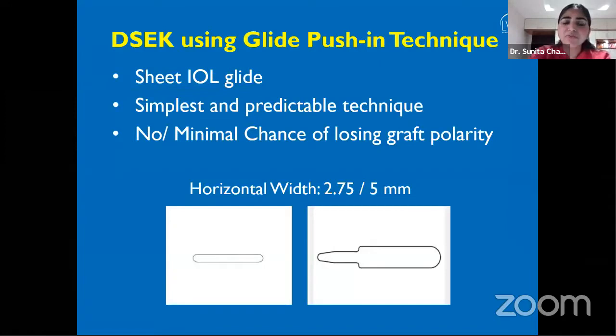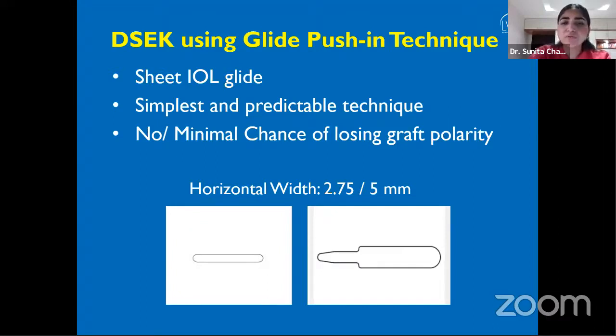DSEK using the simplified technique, what I'm going to describe is about the pushing technique using the sheath glide, which is the commonest one which I have been using. And I think it's one of the simplest ones because it's quite predictable. There is minimal to no chance of losing the graft polarity with this technique. You put the cornea on the glide using a amount of viscoelastic, and the orientation is almost always maintained. You will not lose the orientation at all in this situation. So it's quite an easy technique, predictable, but we need to still understand certain nuances of the surgical technique.